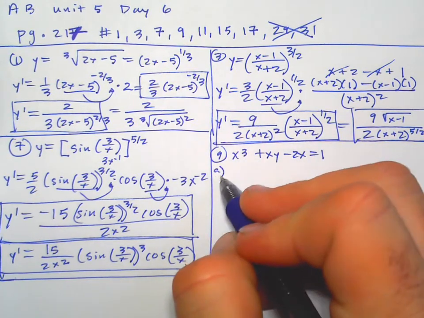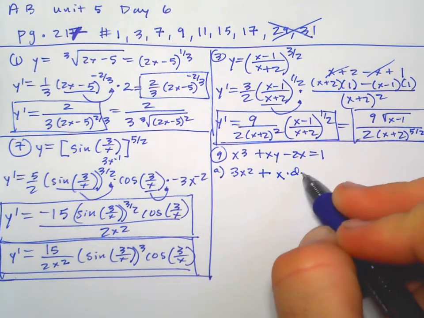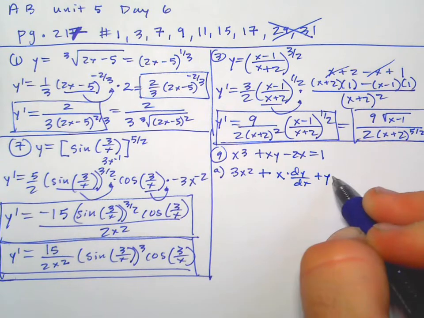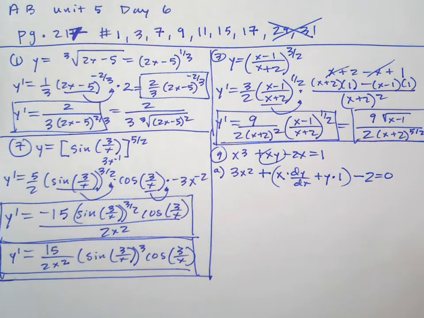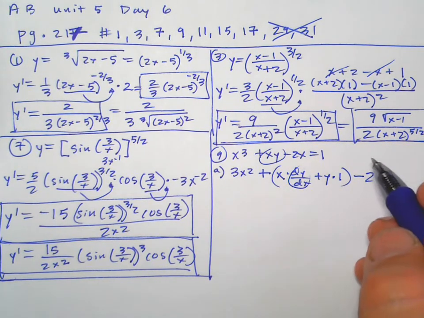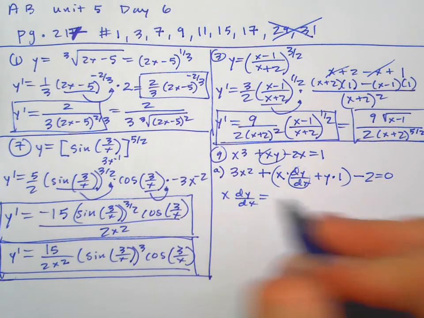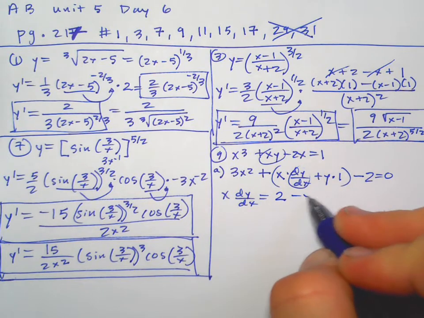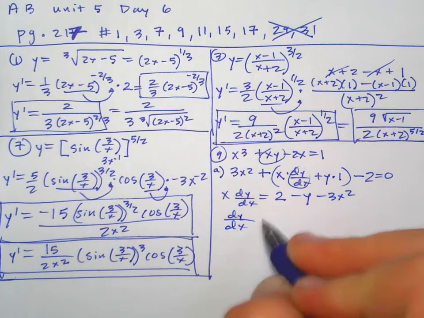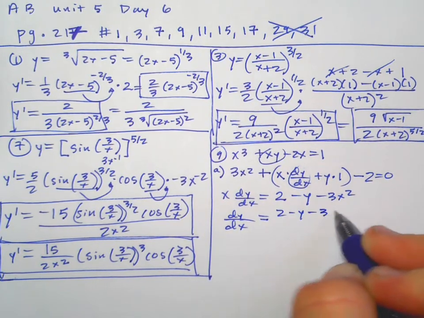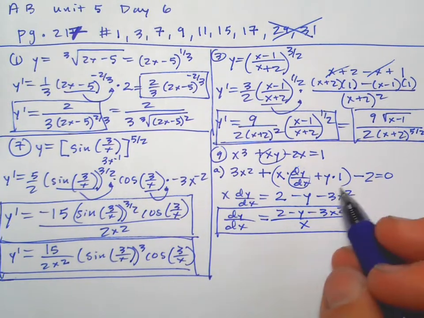So part A is implicit. That's that new thing. 3x squared plus the derivative of this would be x times the derivative of y, which is dy dx, plus y times the derivative of x, which is 1. So that's just that product right there. Minus 2 equals 0. And then we would solve for dy dx, right? So x dy dx equals, I'd move everything else to the other side, so plus 2 minus y minus 3x squared. And then divide both sides by x. So I get 2 minus y minus 3x squared, over x. So that would be the derivative if we did it with that new technique.